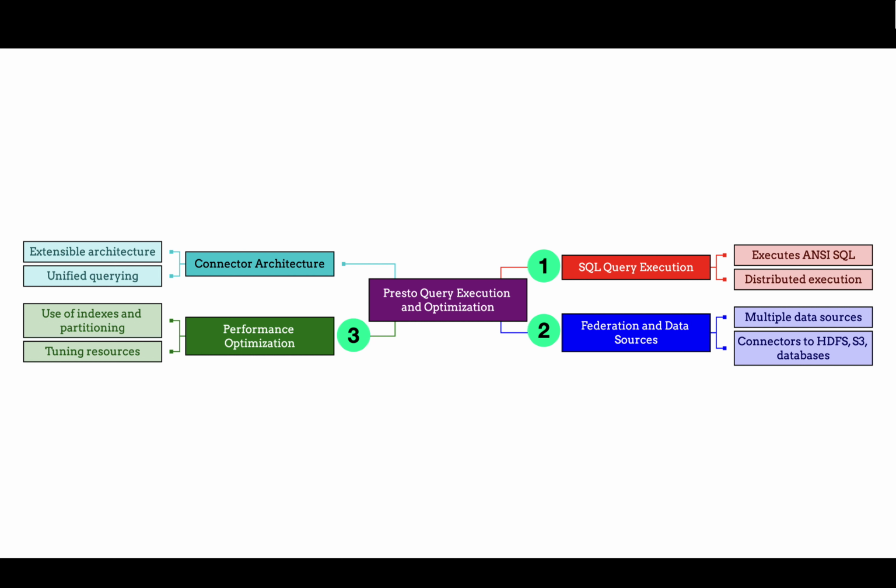3. Performance optimization. Queries can be optimized through effective use of indexes, partitioning, and choosing the right data formats. Tuning memory and CPU resources on Presto nodes is also crucial for performance. 4. Connector architecture. Presto's extensible connector architecture allows it to interface with various data sources, enabling unified querying across different data systems.